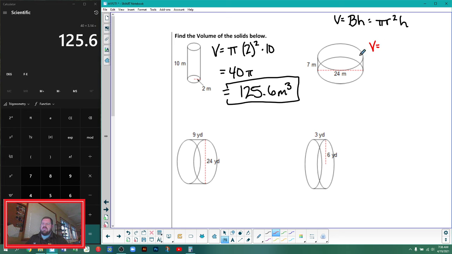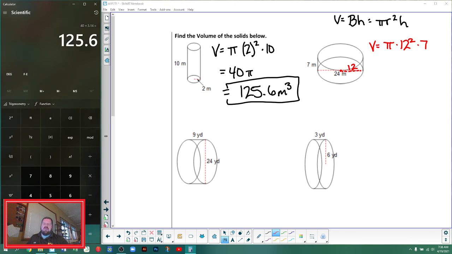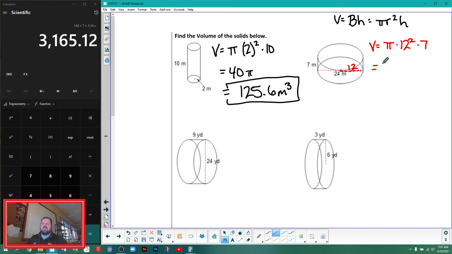The next one, again, I've got that diameter instead of the radius that I want, so that radius is going to be 7. So we're going to have pi times 7 squared times 12. The easy one, 12 squared, is 144. I don't know what that is times 7. Turns out to be 1008. But then when we multiply it by 3.14, we get 3165.12. And those are meters cubed.